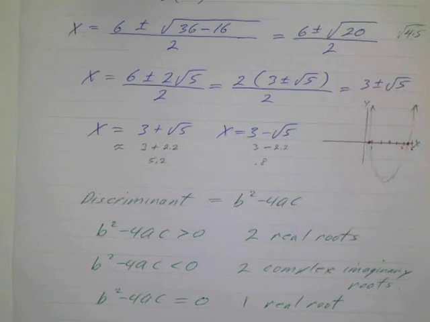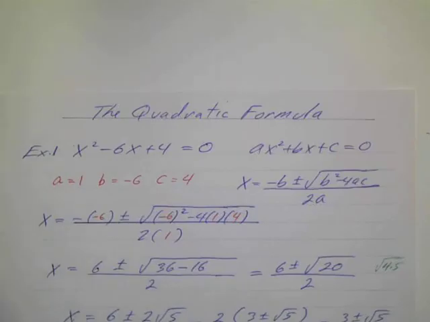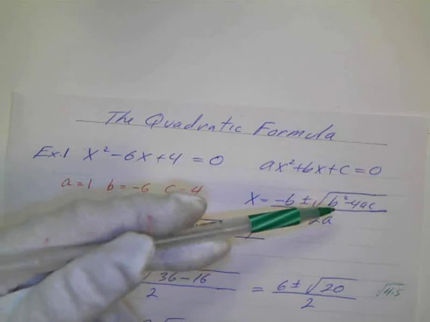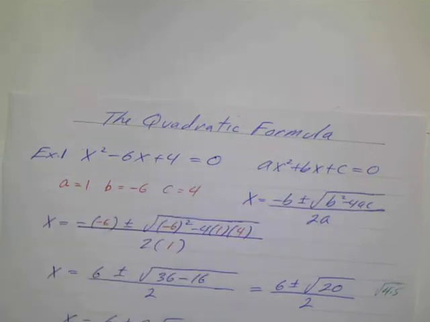So I hope that makes sense. So that's the discriminant, b squared minus 4ac. Just that part of the quadratic. Again, it's just this part, the b squared minus 4ac, the part that's under the radical of the quadratic formula.